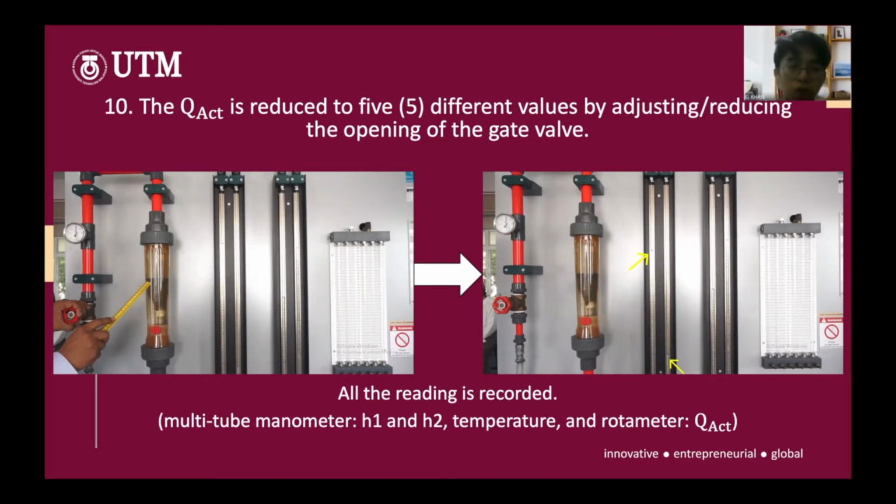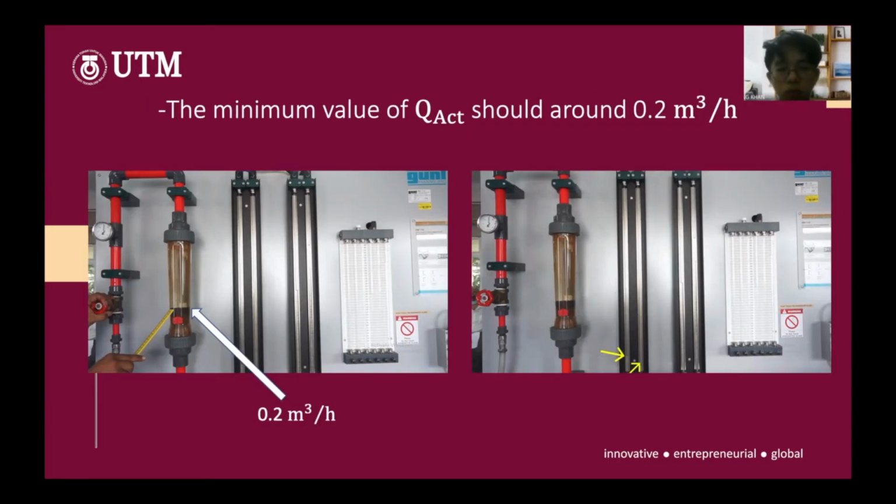Next, the actual flow rate is reduced to 5 different values by adjusting or reducing the opening of the gate valve. All the readings are recorded, including the H1 and H2, temperature, and the rotameter with the actual flow rate. The minimum value of actual flow rate should be around 0.2 meter cube per hour.